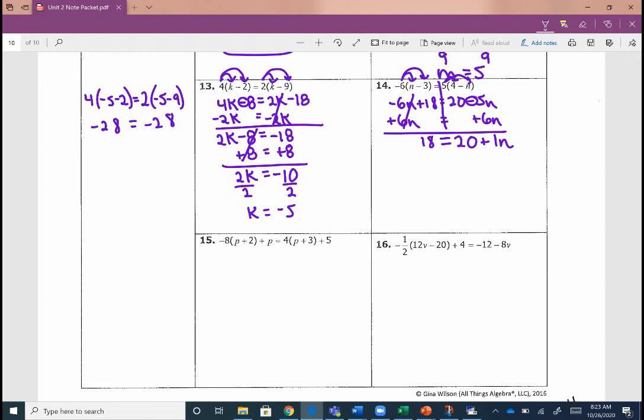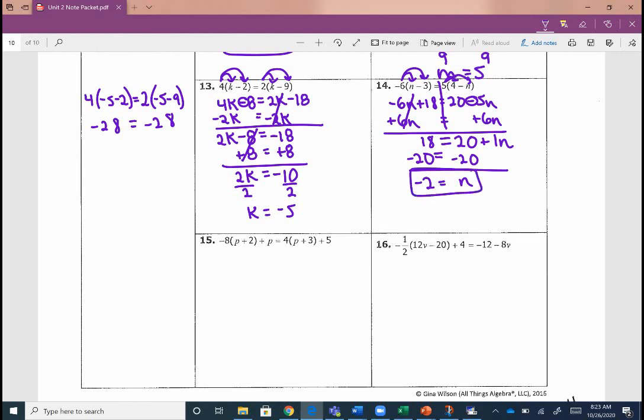And now to finish this off, I want to leave the n there. I need to move the 20. So we're going to move the 20, subtract it from both sides. Negative 2 equals, if you want to put the 1n there, you can. You don't have to. N is really by itself. We want to get that 1n. We don't need to do any division for this one. We're good. We're done. We're finished with that one.